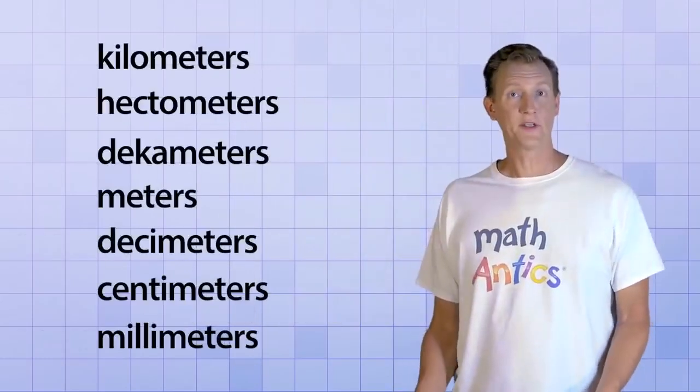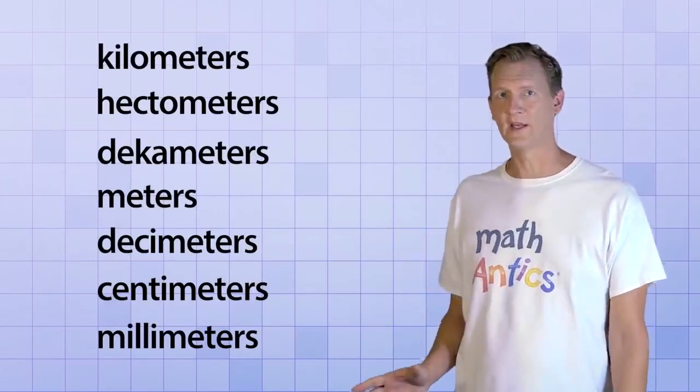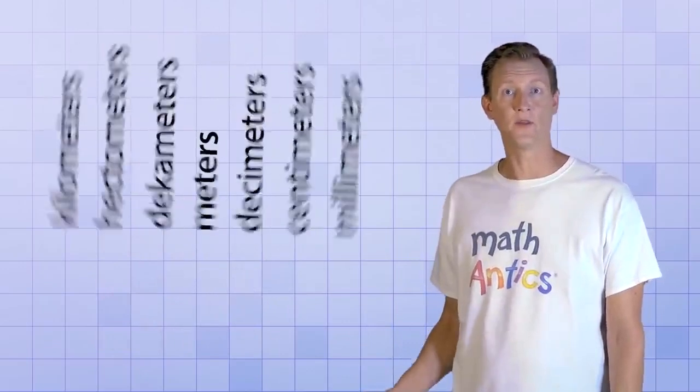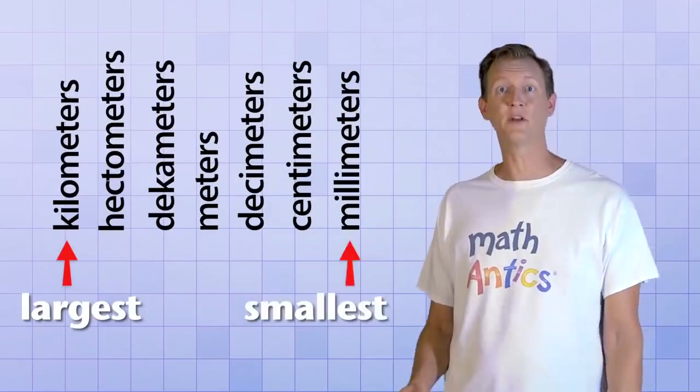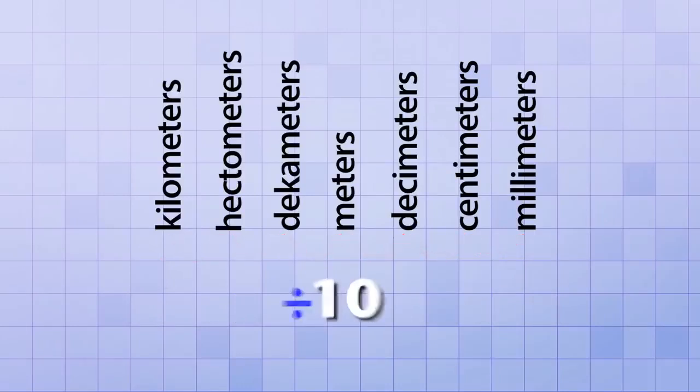So why does the metric system make working with units easier? Well, notice the pattern we get if we put these units in order with the largest unit on the left and the smallest unit on the right. Each unit is 10 times bigger than the unit immediately on its right and 10 times smaller than the unit immediately on its left.